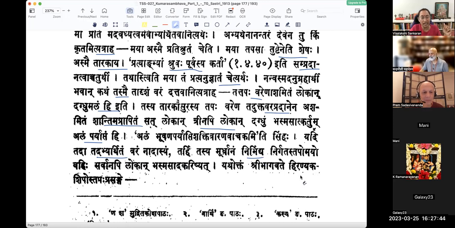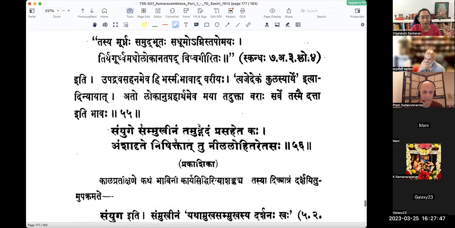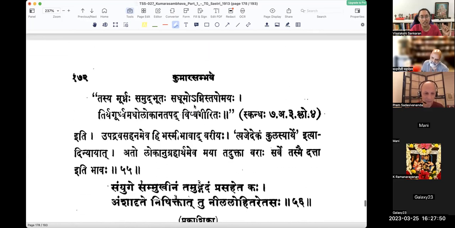Yathoktam Srimad Bhagavate Hiranyakashipoho tapav prasange tasya murdhnaha samudbhutaha sadhumaha agnis tapomayaha tiryagurdhvam adho lokana atapat vishwagiritaha. So vishwagiritaha, it was preritaha, it was sent in all directions, and so it burnt all of the worlds. Tiryak urdhvam adaha cha. Tiryak is, I think, horizontally also it spread, and it burnt the bhumi also, and urdhvam swargalokam, and adholokam patalam. The agni came out of his murdha, from his head.